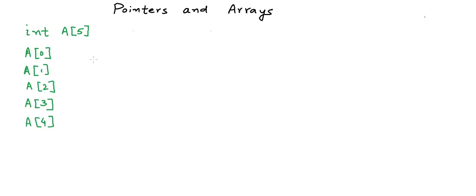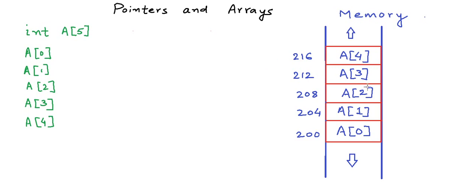When we declare an array, let's say we declare an integer array A of size 5, then we create 5 integer variables named a0, a1, a2, a3 and a4. Now these 5 integers will be stored in the memory as a block of 5 consecutive integers, something like this, what we are showing here on the right.